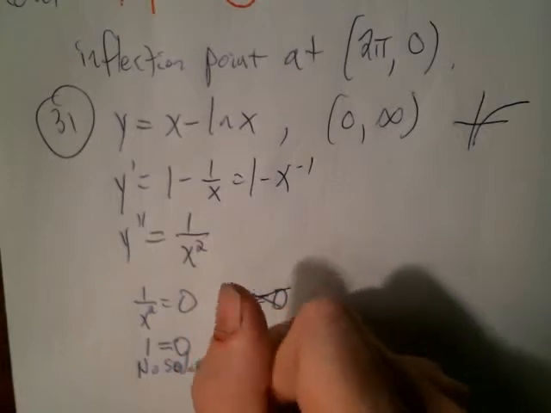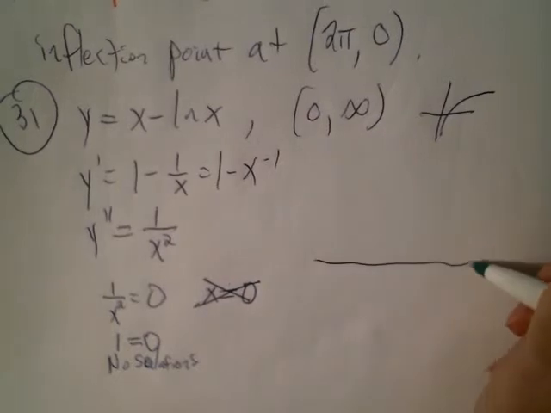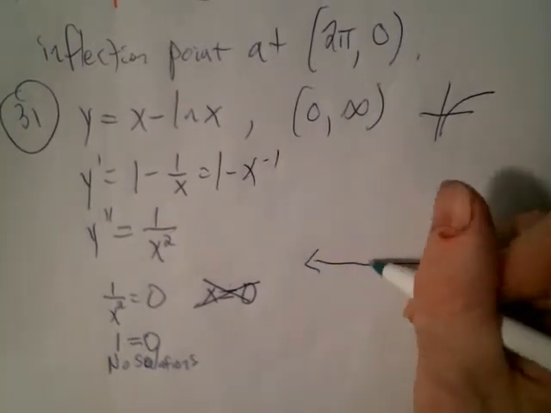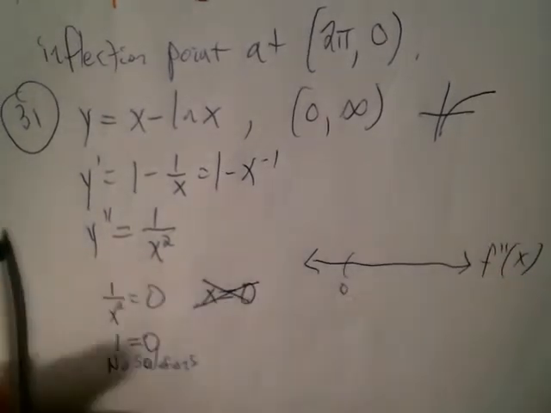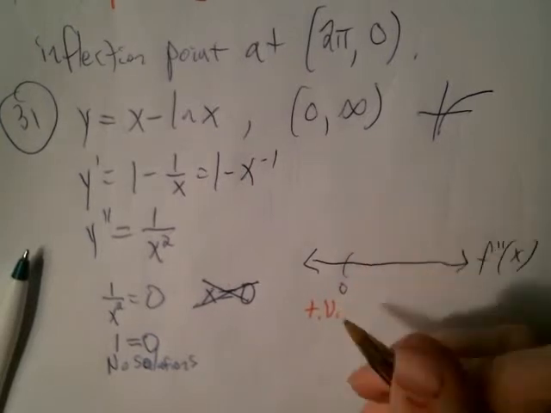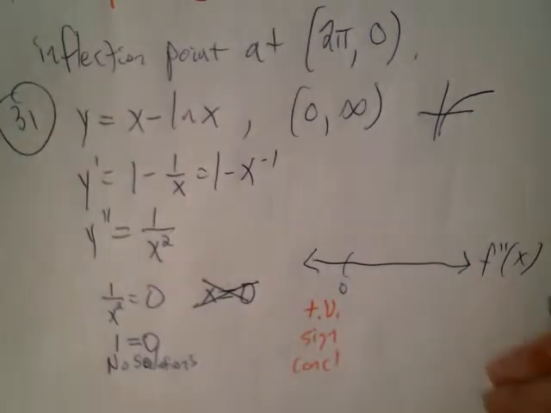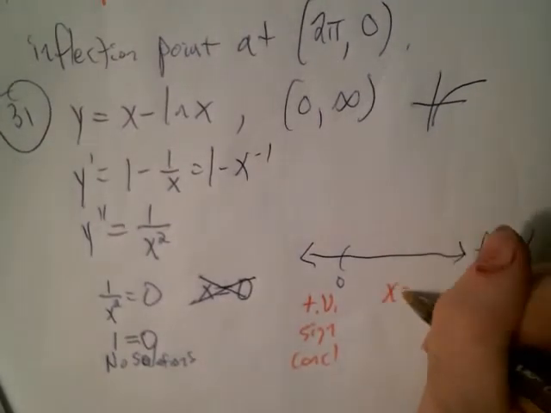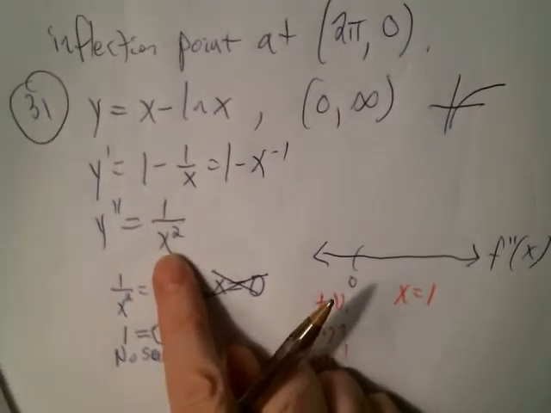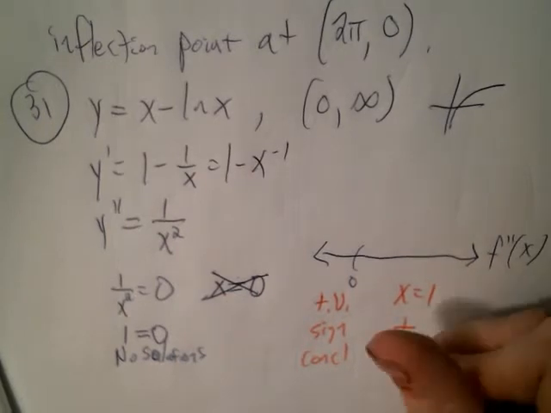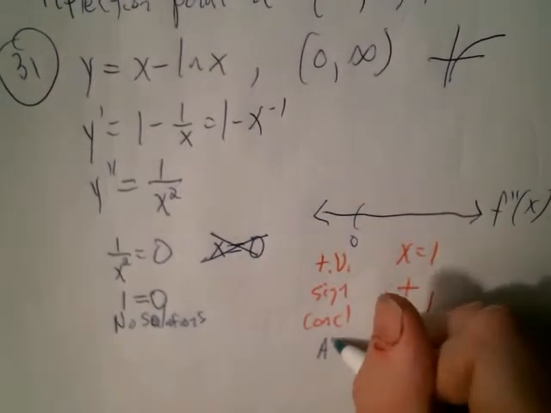Okay? So there's no inflection points here, but we still consider the second derivative from 0 to infinity. So this is f prime of x. And you could do a test value, a sign, and a conclusion. So test value, let's try x is 1. So you'll have 1 minus, oops, second derivative, 1 all over 1 squared is positive. And so the conclusion is it's concave up on all of its domain. So it's always concave up.